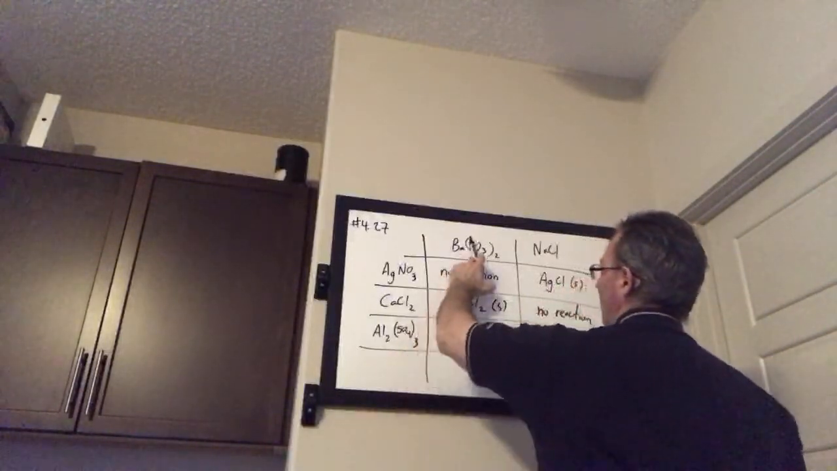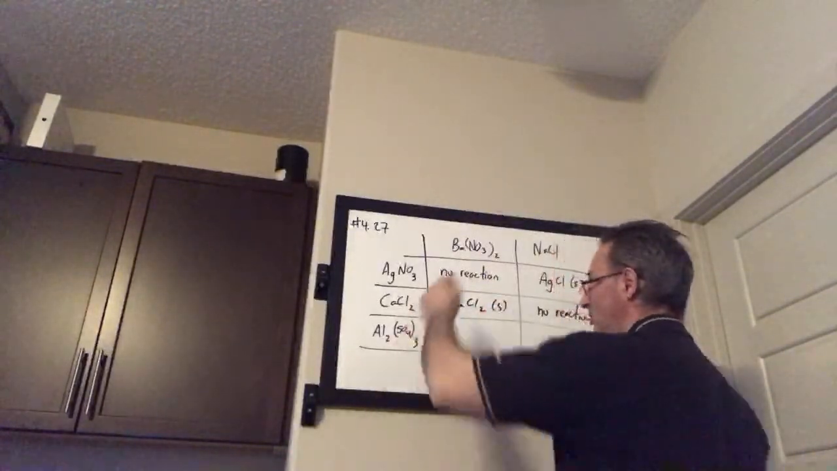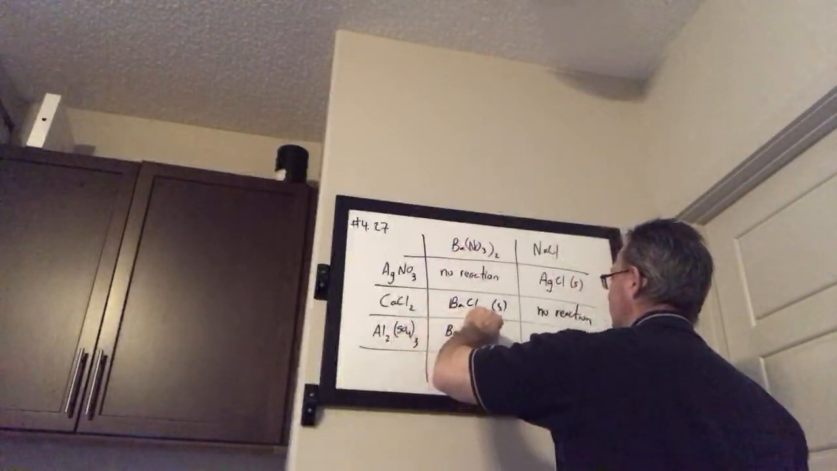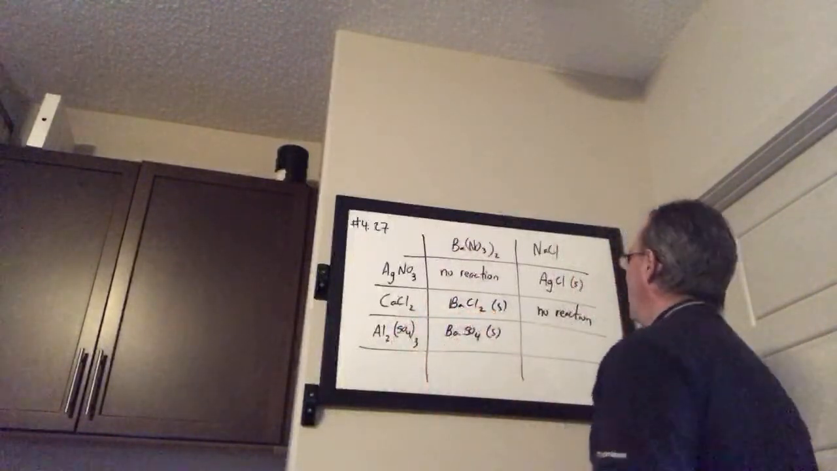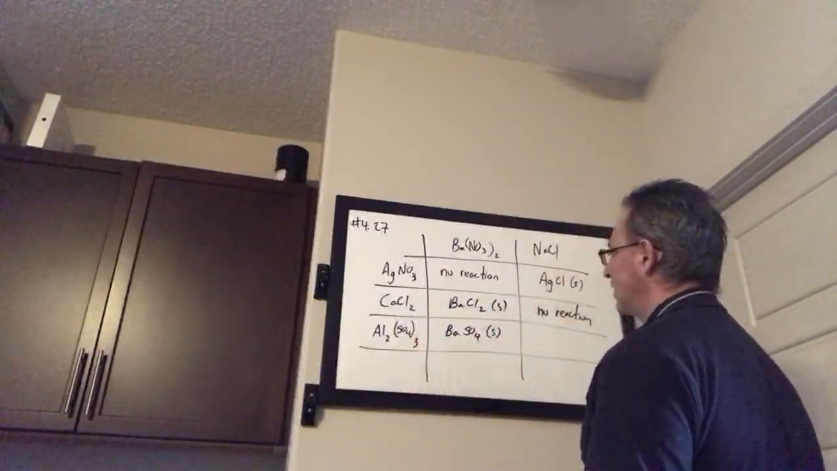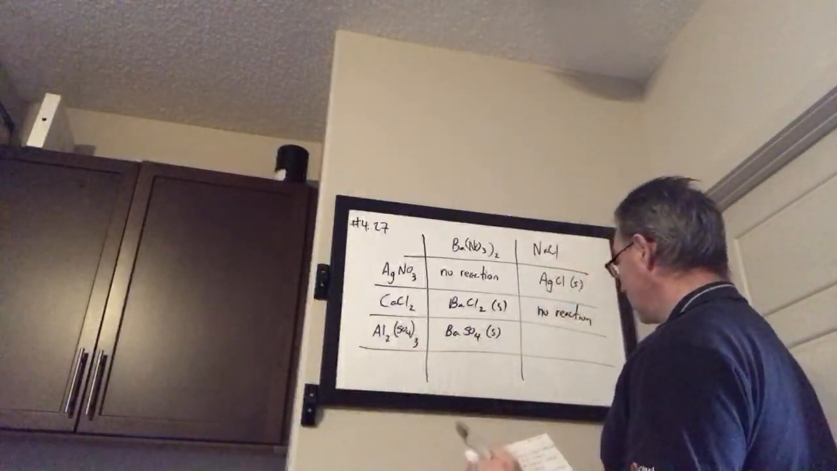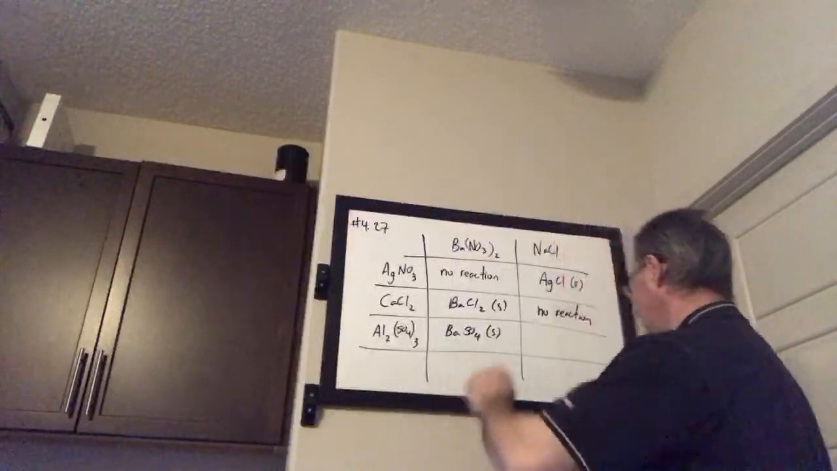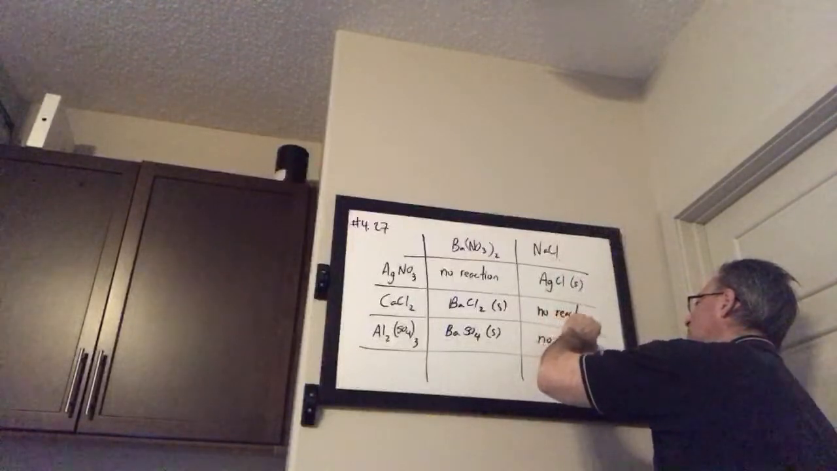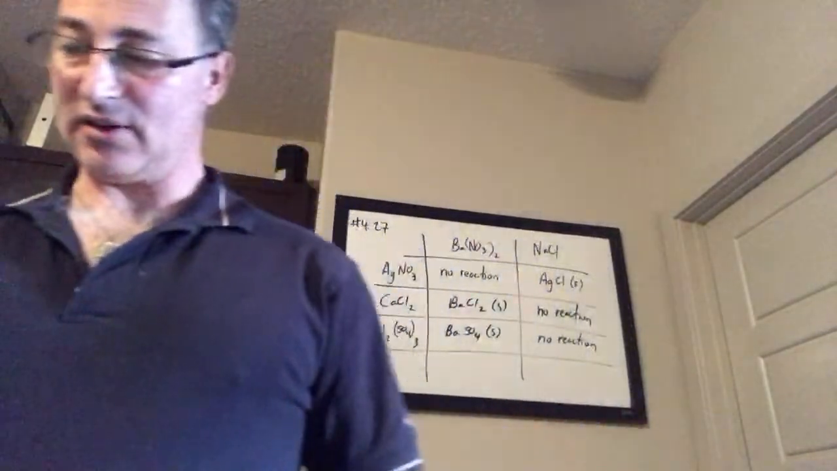Aluminum sulfate with barium nitrate, you're going to get aluminum nitrate, which would be soluble, and barium sulfate, which is not soluble. That one's going to produce a precipitate. And then if you combine aluminum sulfate with sodium chloride, you're going to get aluminum chloride, which is soluble, and sodium sulfate, which is also soluble. So in fact, you get no reaction. They're both soluble, so they're more attracted to the water molecules than they are to each other.